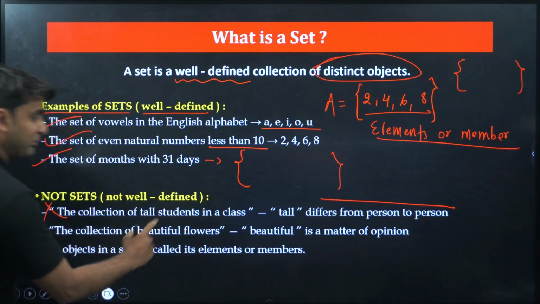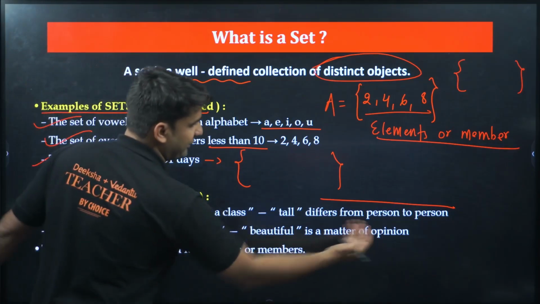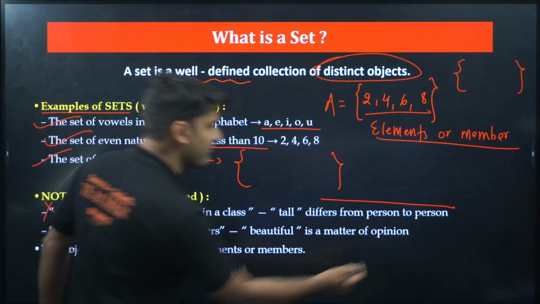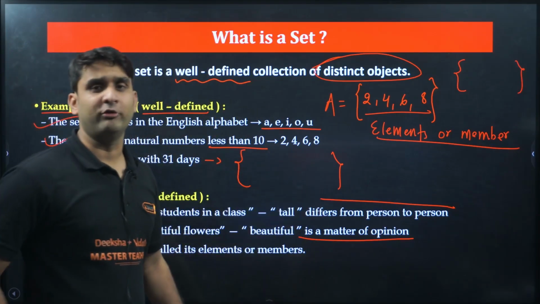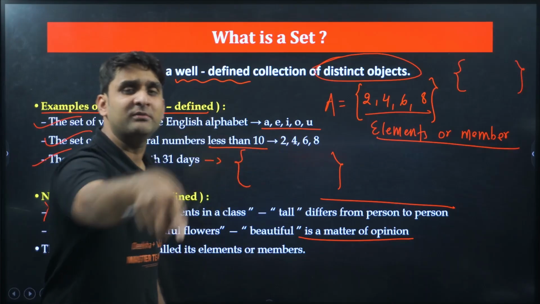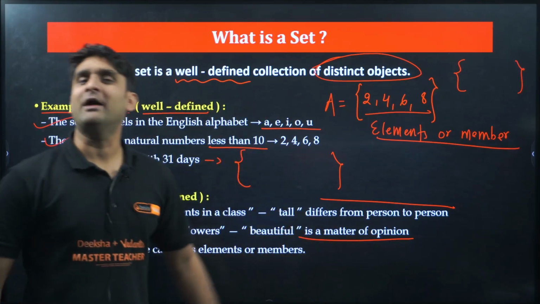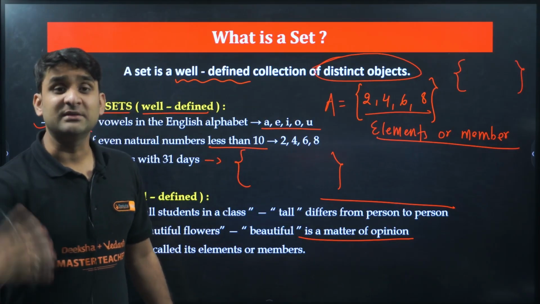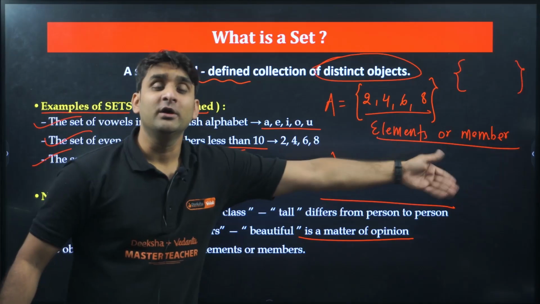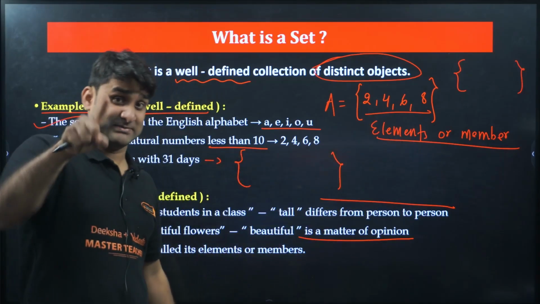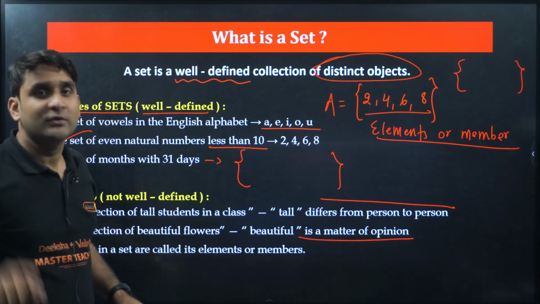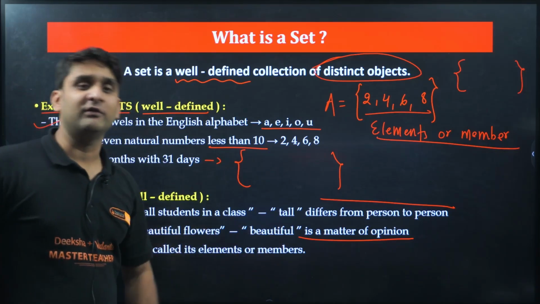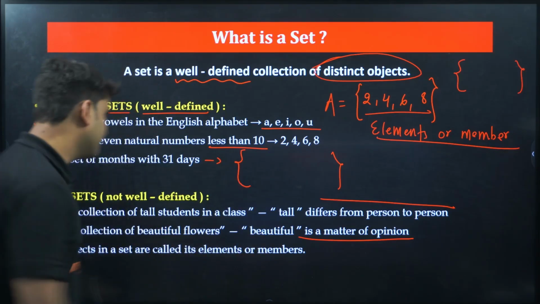The collection of beautiful flowers: again, beautiful is a matter of opinion. It may vary from one person to another. You may be saying rose is most beautiful, your friend might be saying no, sunflower is the most beautiful flower, and some student sitting beside you might be saying no, lily is most beautiful. So it varies according to opinion. You can't write a set for the most beautiful flowers, right? So it will not give you a set.